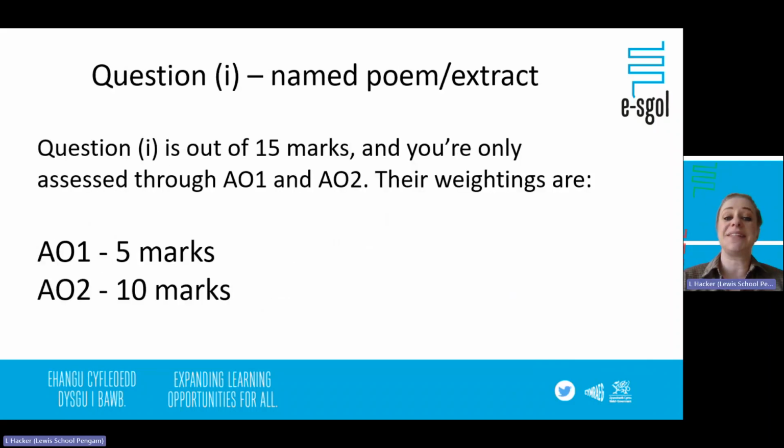Okay, question 1 then. It's out of 15 marks and you are only assessed through 2 assessment objectives. Those are AO1 and AO2, and their weightings are AO1 is with 5 marks and AO2 is with 10 marks, with double the marks. Those are the only assessment objectives that are covered in this question, this first question. There is absolutely no need to go into any context or any relevant interpretations because you won't be given any marks for them. And that is an error that many candidates make in this first question.